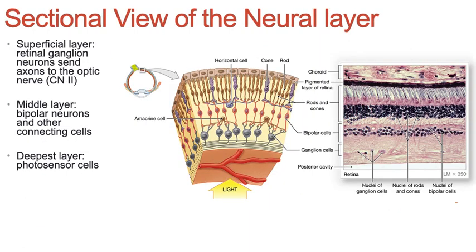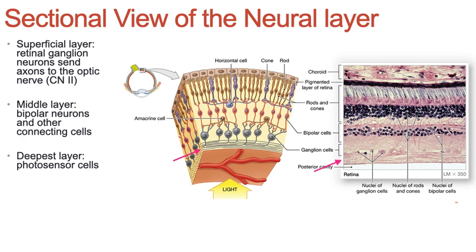All right, so here we go, sectional view of the neural layer. So here we're looking at just like a slice of the edge of the eye. All right, this is a sectional view of that layer. And so what we can see are there are three layers within this. We have our superficial layer, which is located down here at the bottom of this image. This is where you have the retinal ganglion neurons that send axons to the optic nerve. You can see those axons in blue down here at the bottom.